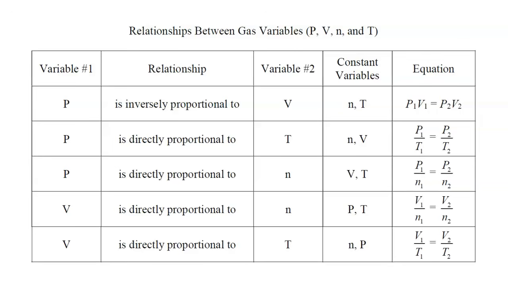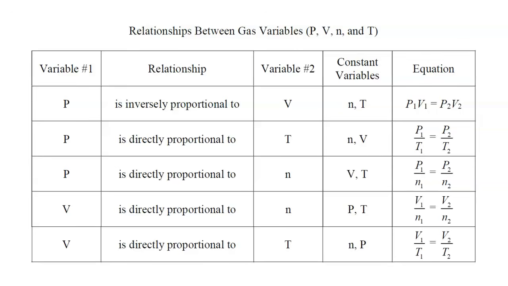And then for the other four relationships in the table, those are direct proportions. So for example, pressure is directly proportional to the absolute temperature, pressure is directly proportional to the number of moles, volume is directly proportional to the number of moles, and then finally, volume is directly proportional to the absolute temperature.